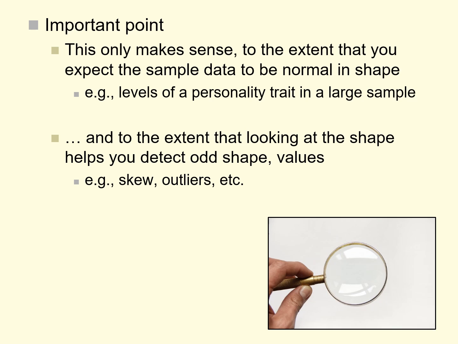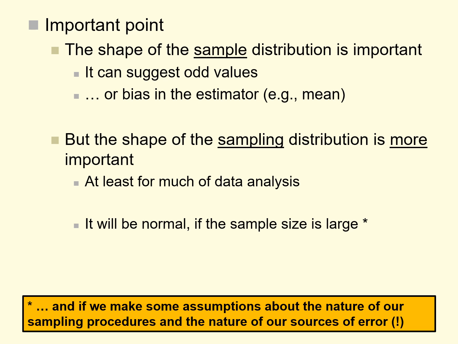This idea of looking at a sample distribution and seeing whether or not it's normal also makes sense to the extent that you're looking for odd values or shapes. If you're looking to see if you have a problem with skew that is unexpected, or if there are odd outlying values which distort the shape of the distribution. The important point here is that the shape of the sample distribution is important, and looking at it can help us identify odd values like outliers, or it can help us identify potential bias in our estimator. Like if our distribution is just really skewed, then maybe the sample mean isn't going to be a very robust estimator of the population mean.